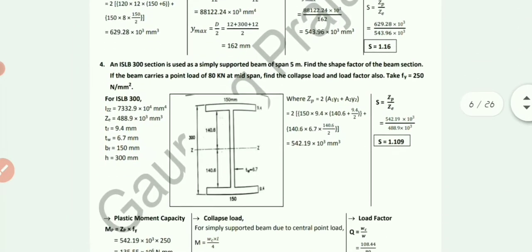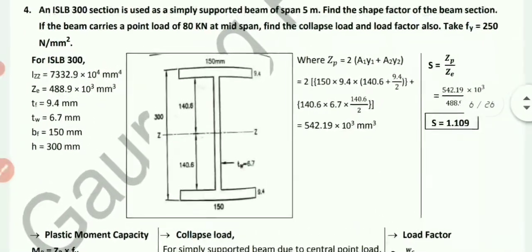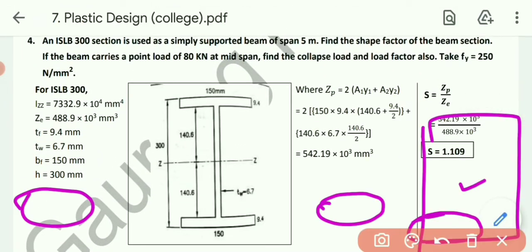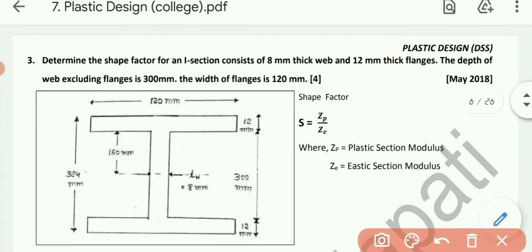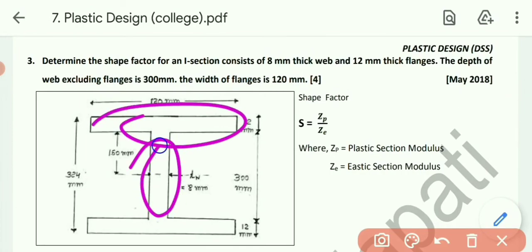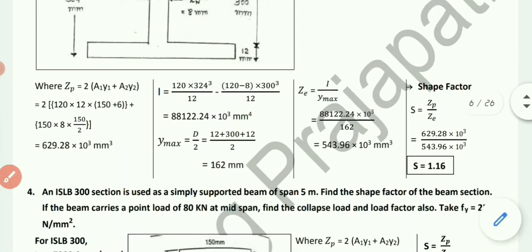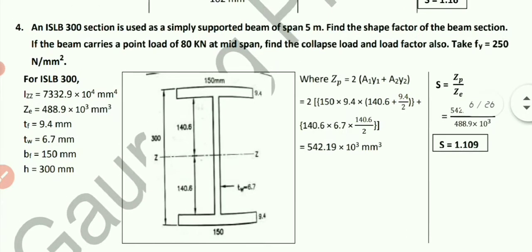Okay, now next sum. Now let's take a roll section and find the shape factor of this one. See, a roll section is such kind of section which is directly available in the market, while a built up section is such kind of section in which we connect flange and web to make it an I section. So this one is known as built up section, while different sections, say for example ISMB 600, ISMB 300, these are all roll sections.